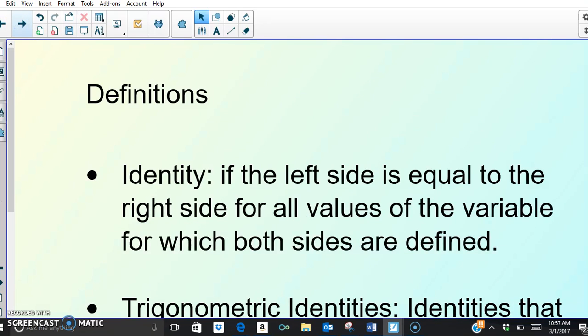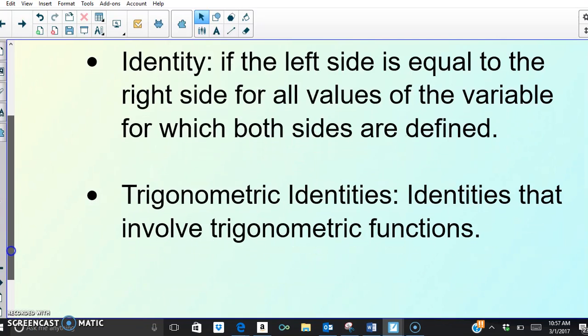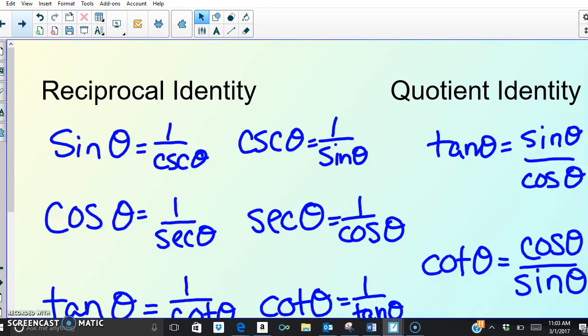So a couple of definitions. Identity: the left side is equal to the right side for all values of the variable for which both sides are defined. Trigonometric identities are identities that involve trigonometric functions. So these are some of the identities we're going to use.